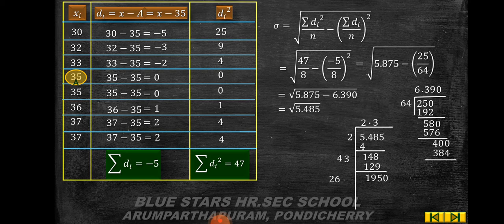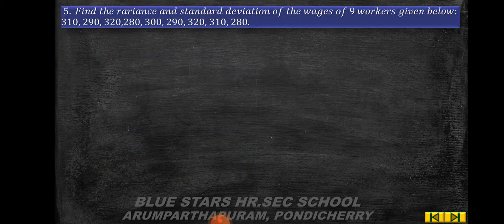2 is 46. So 464 into 4 you get 1056. Remainder is 894. So the standard deviation sigma is approximately equal to 2.34.